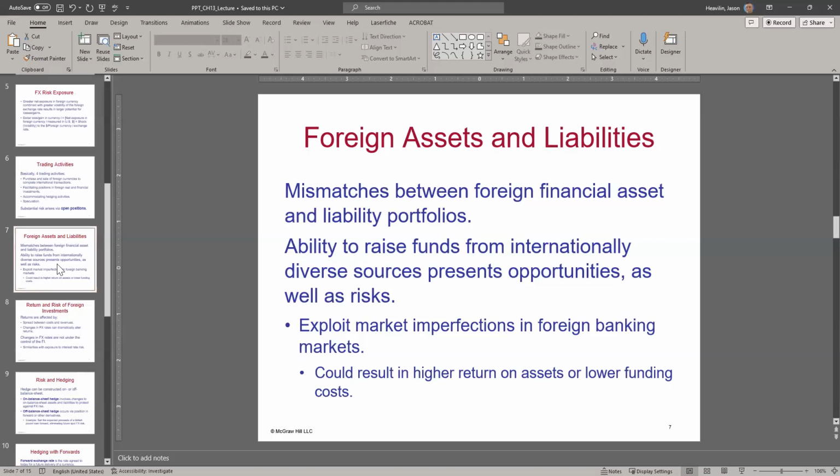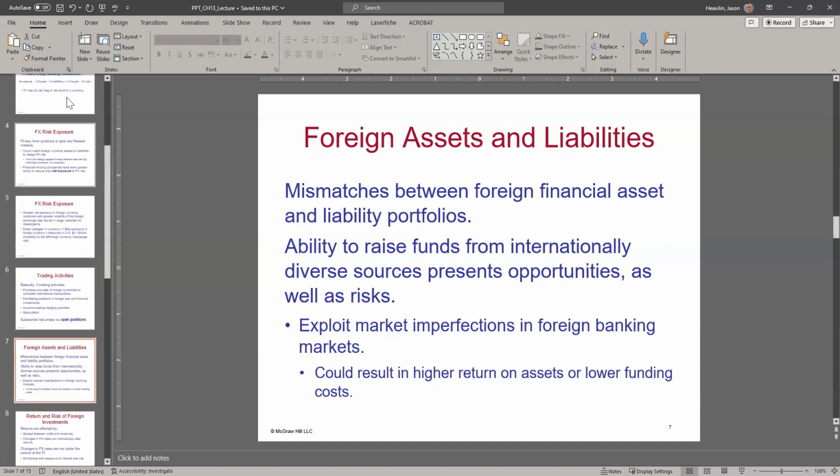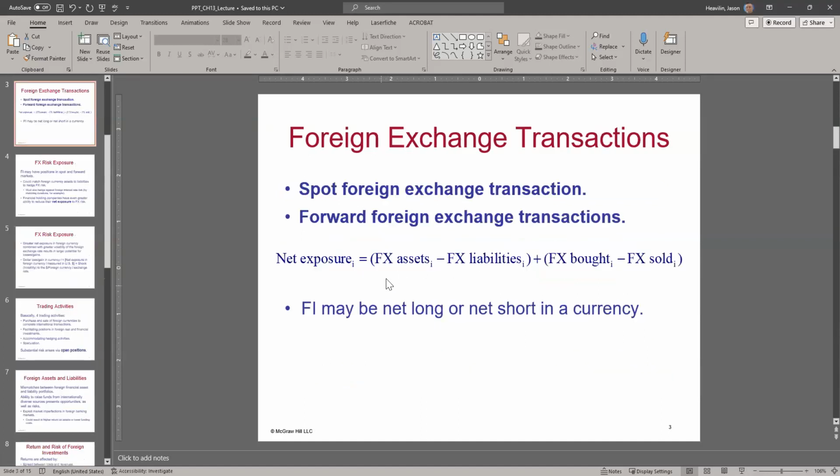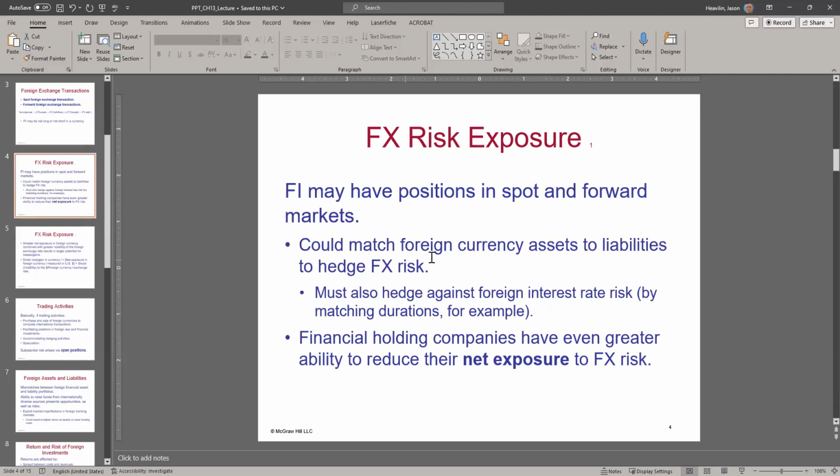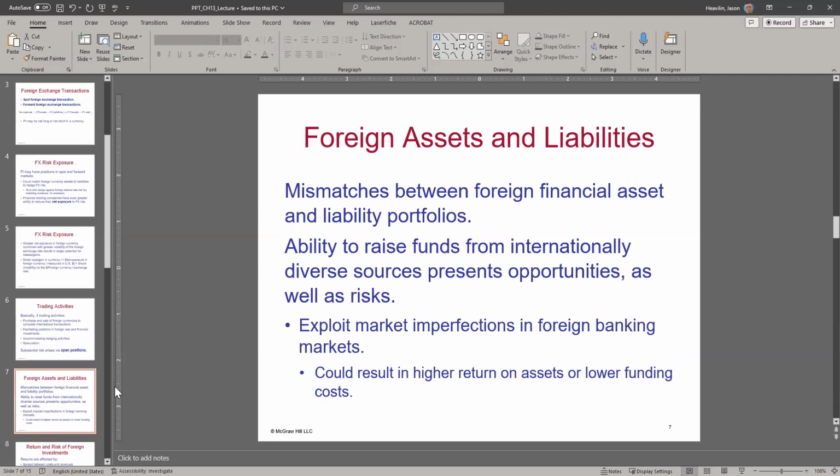Foreign assets and liabilities. This is a little more detail on the things that we spoke about earlier that had to do with foreign assets, foreign liabilities, and foreign currencies, and with that we talked here about matching in order to lower risk. So when you have mismatches between foreign financial assets and liability portfolios, that increases your risk.